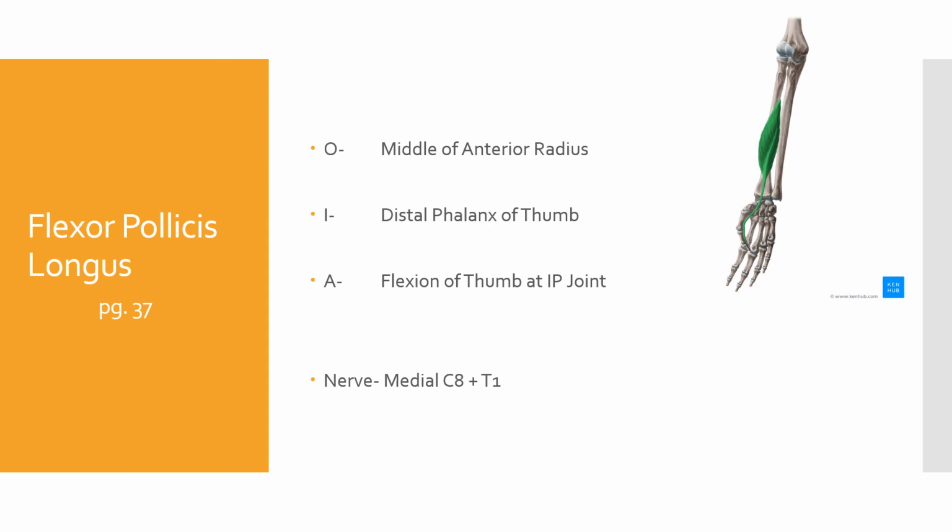Flexor pollicis longus, origin, middle of anterior radius. Insertion, distal phalanx of thumb. Action, flexion of thumb at IP joint.